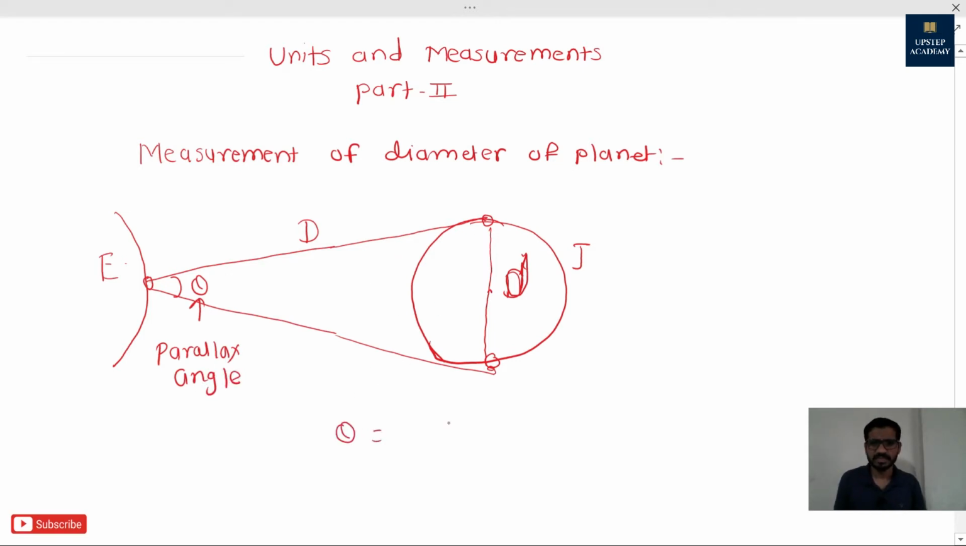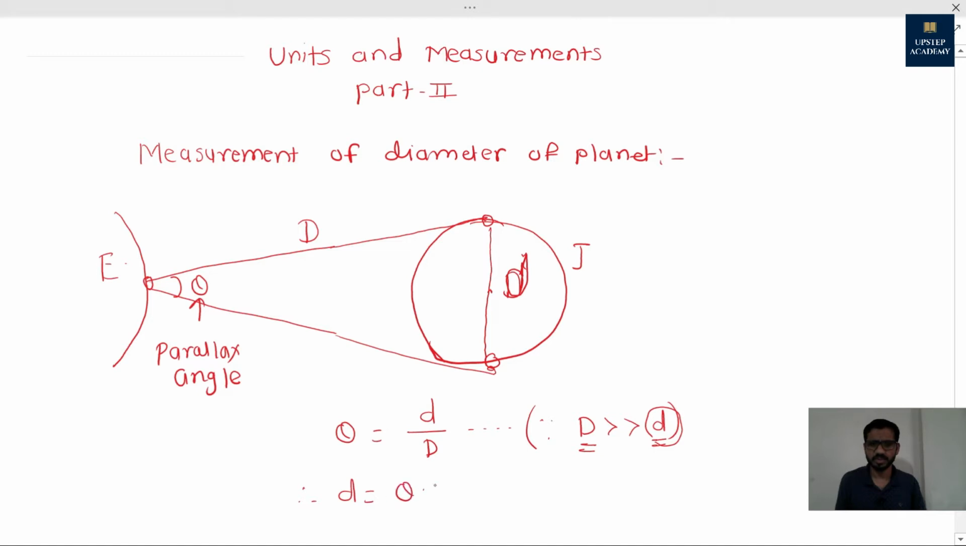Let's apply our concept to this again. Our concept is theta is equal to d upon D. Why can we apply this concept? Since capital D, the distance between Earth and Jupiter, is very much greater than the diameter of Jupiter, small d could be treated as part of a circle of which the radius is this capital D. That is why we can apply this formula: angle subtended is equal to arc length divided by radius. So we have to find this small d, nothing but the diameter of the planet Jupiter.